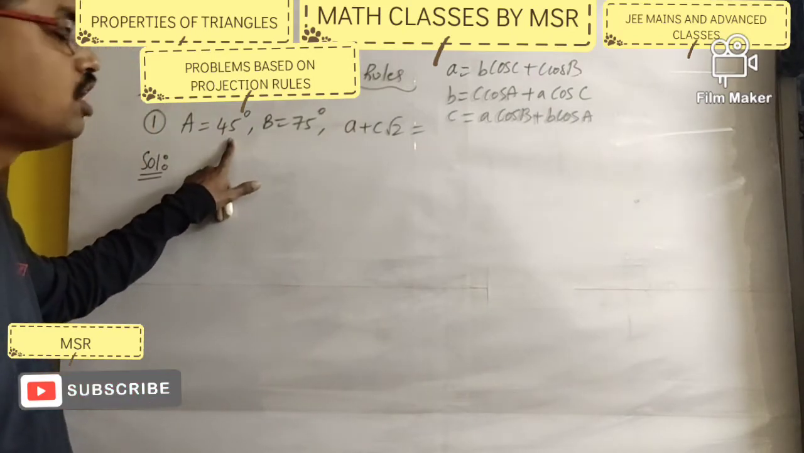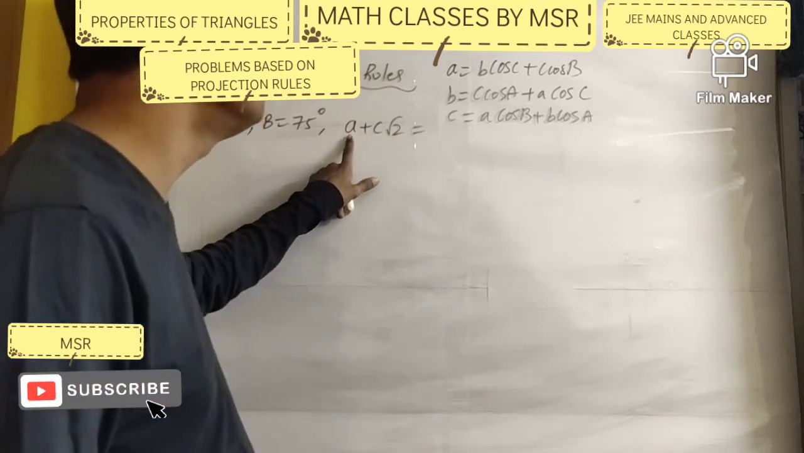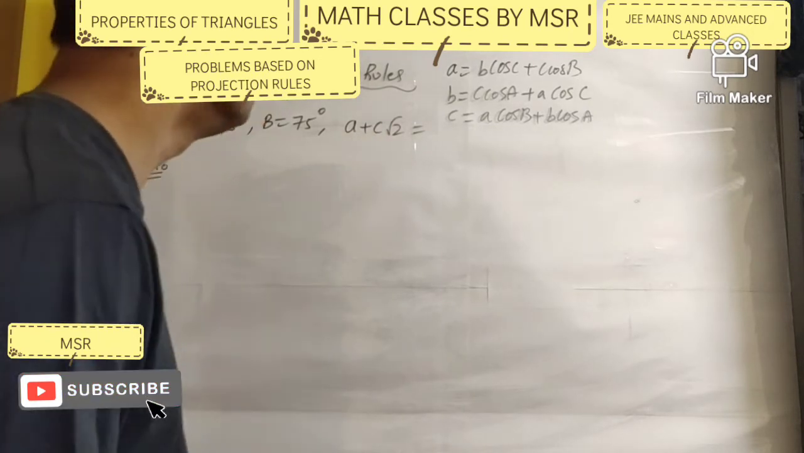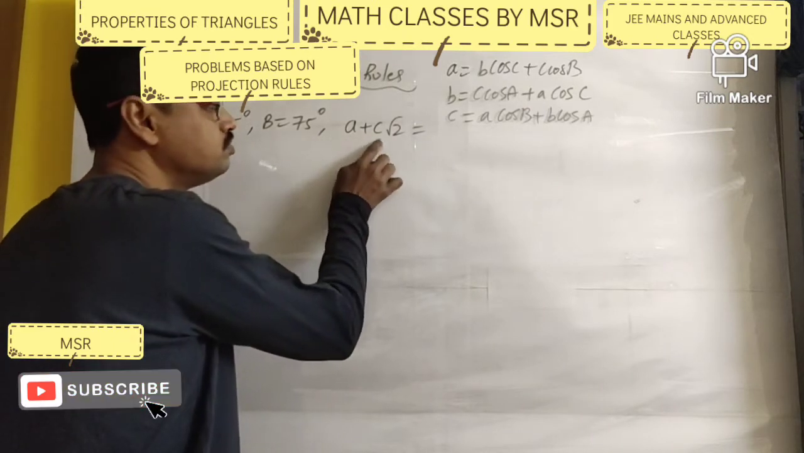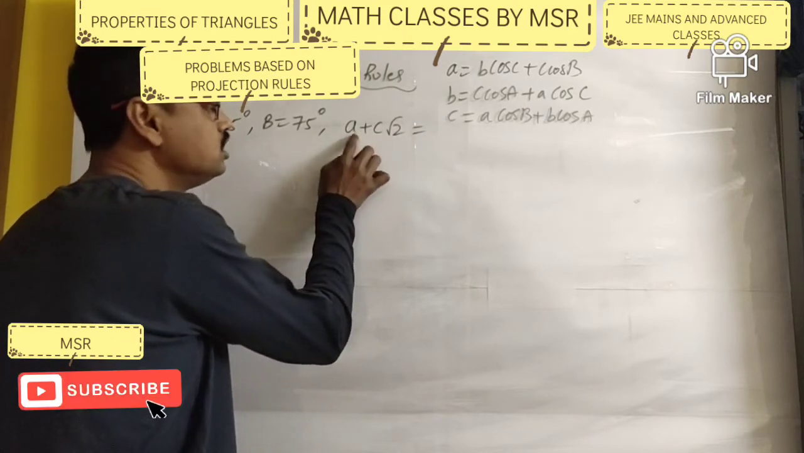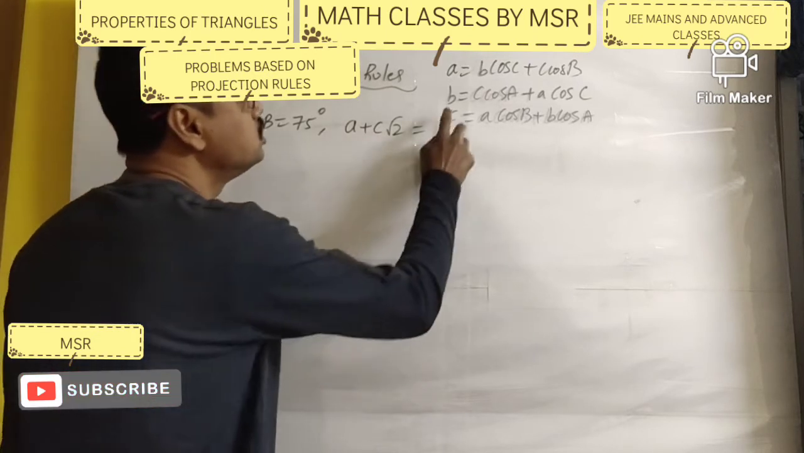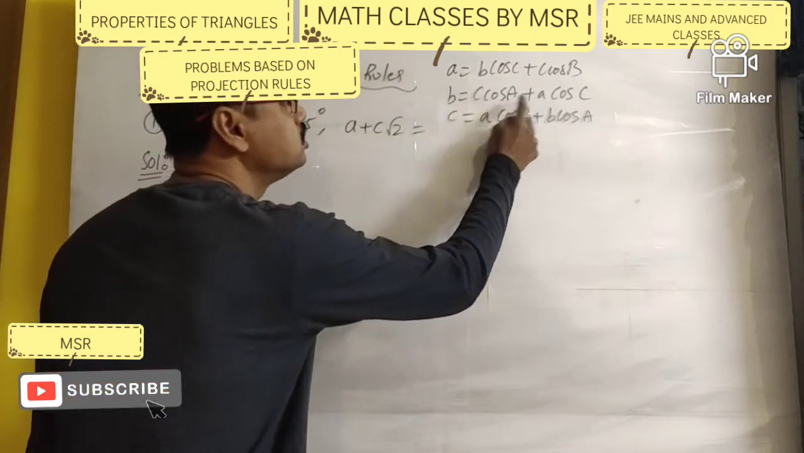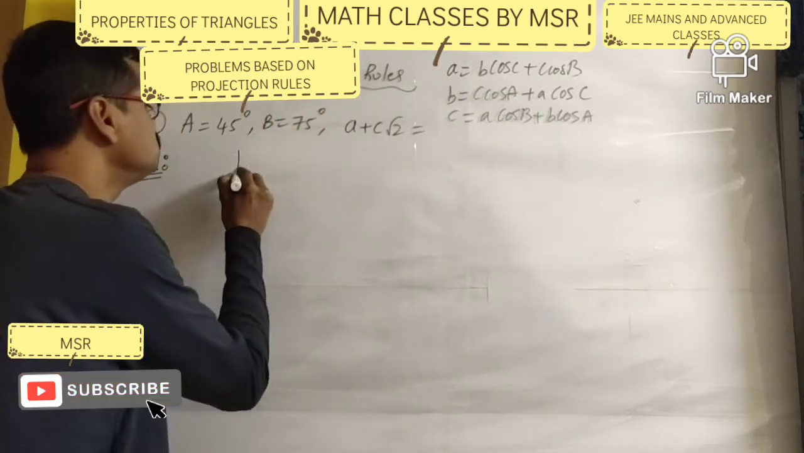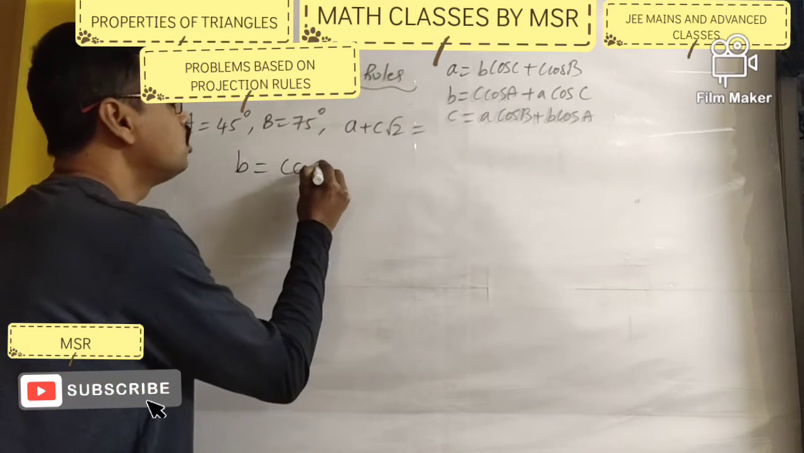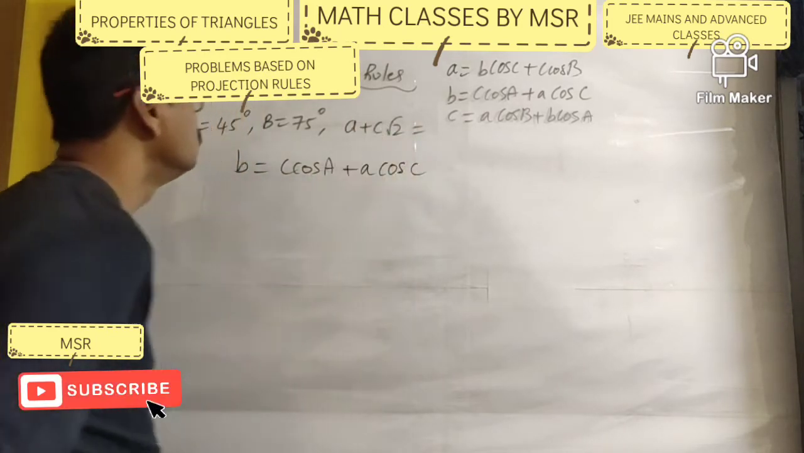Angle A is given as 45 degrees, angle B is 75 degrees, and we have to find the value of a plus c root 2. Now, if you clearly observe, this expression contains a and c. So what is the formula we have in terms of a and c? That is b is equal to c cos A plus a cos C. So I will take this formula.